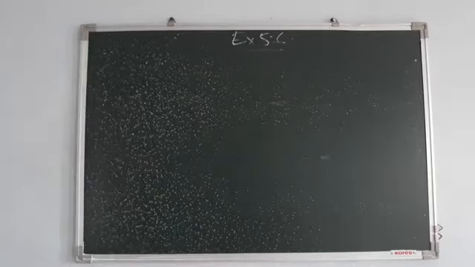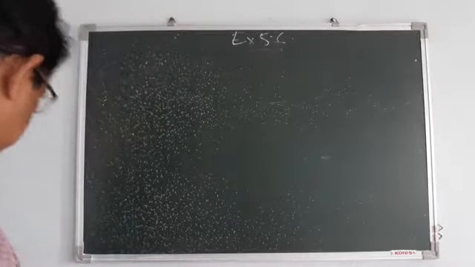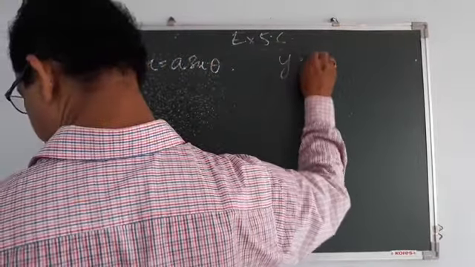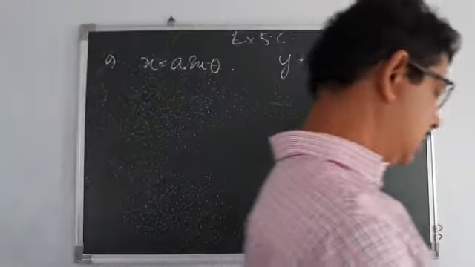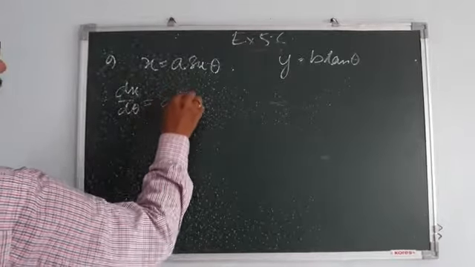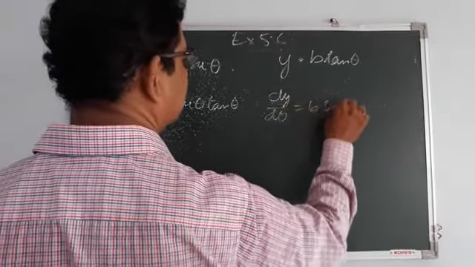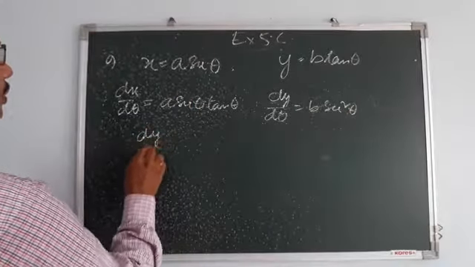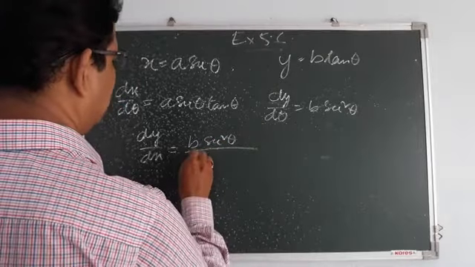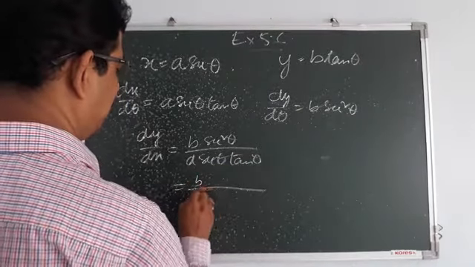Move to question number 9. Question number 9, I think it is simple also. x is equal to a sec theta, y is equal to b tan theta. So here, if we differentiate with respect to theta, dx/d theta will give a sec theta tan theta. y, if you differentiate with respect to theta, it is b sec square theta. So dy/dx, it will be what? This term divided by that term. So b sec square theta by a sec theta tan theta. One sec theta we cancel, it is b by a.